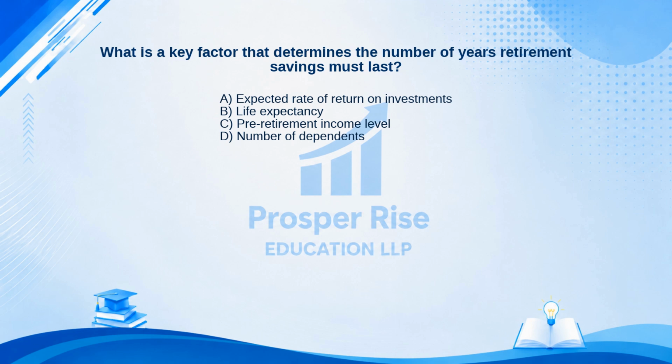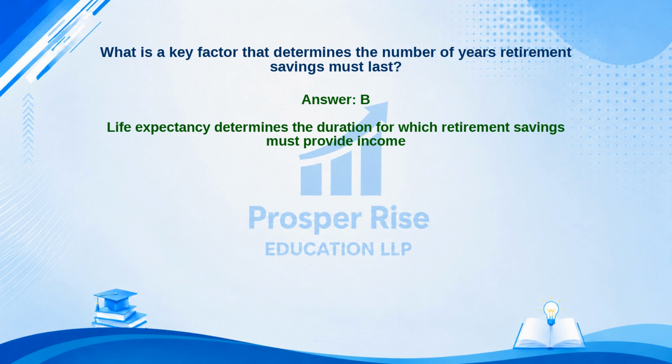Take a moment to pause the video and decide. The correct answer is Option B. Let's see why. Life expectancy determines the duration for which retirement savings must provide income.